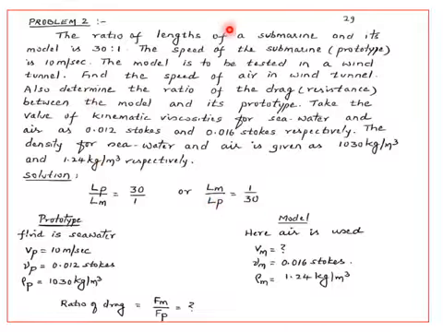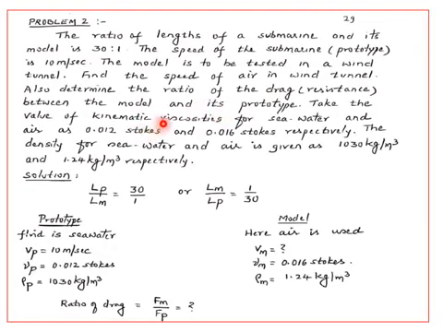Now here the speed of the submarine is given. Therefore velocity in the prototype is 10 meter per second. The model is to be tested in the wind tunnel, so air is used here. So what is the speed of the air? Therefore velocity in the model has to be determined. You also have to determine the ratio of drag, that means the ratio of forces between the model and the prototype.